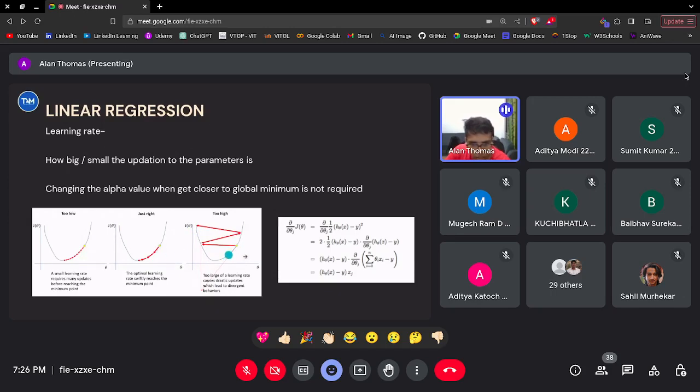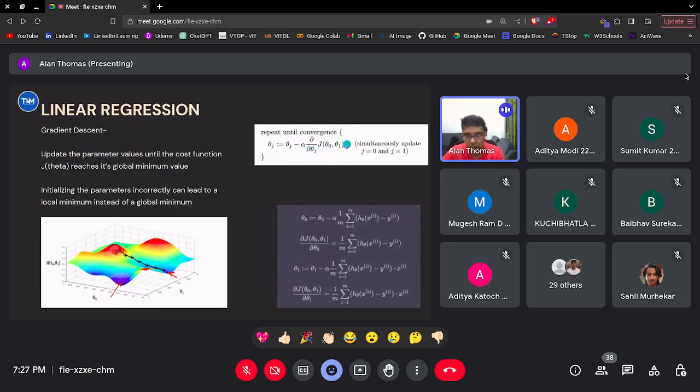So initially, suppose this yellow point was the start, right? What it does is it will calculate the tangent to this curve. It will calculate the slope of this. And then it will subtract it. So basically, this theta is here, and then it will subtract it from this.